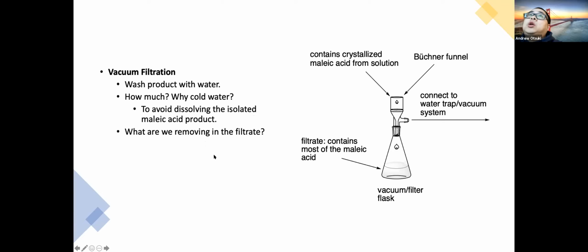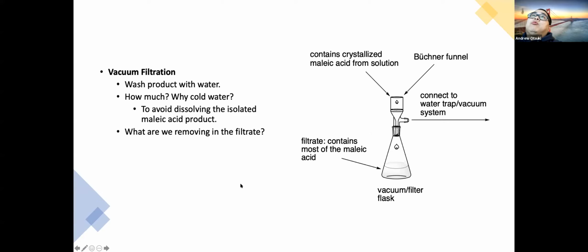So we use cold water, and we want to make sure there's no unreacted starting material. So, maleic anhydride, it'll react with water. So if there's any maleic anhydride on the solid, we want to remove it first before proceeding, because we want to make sure our product here is pure. So we're going to wash it with cold water so it doesn't dissolve the maleic acid, but it does react with the maleic anhydride in case there's some left over.